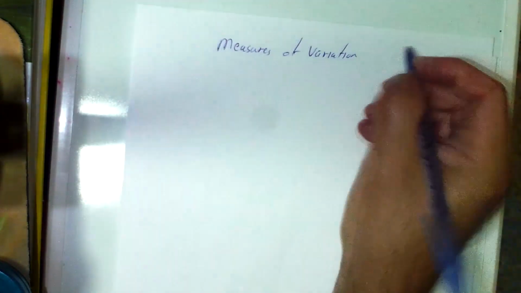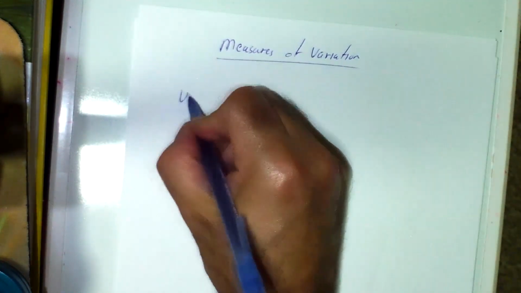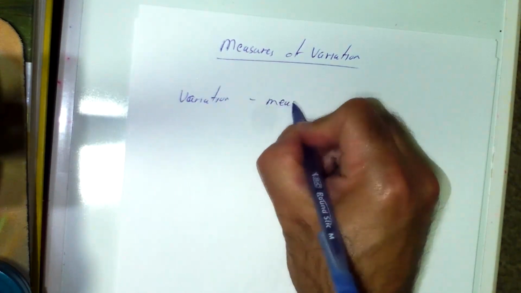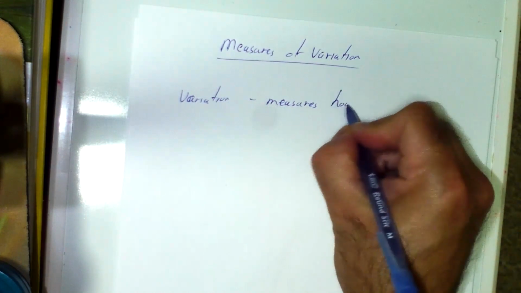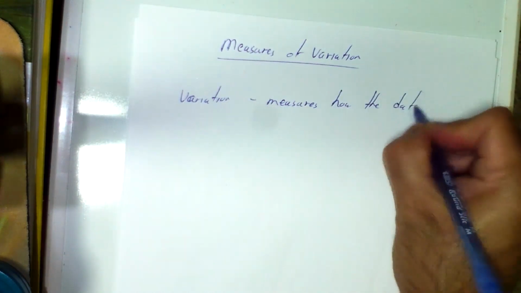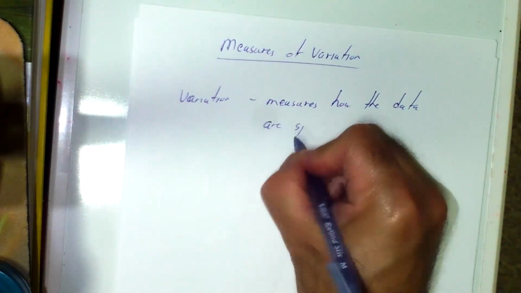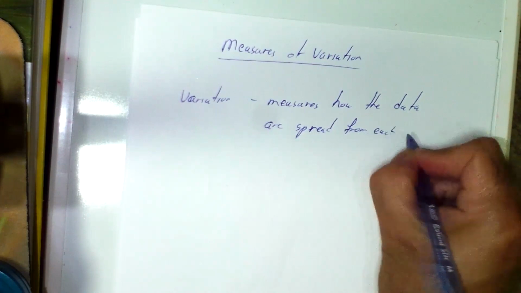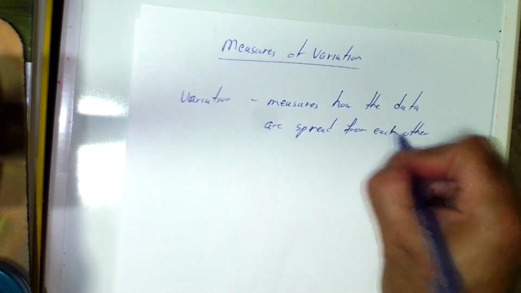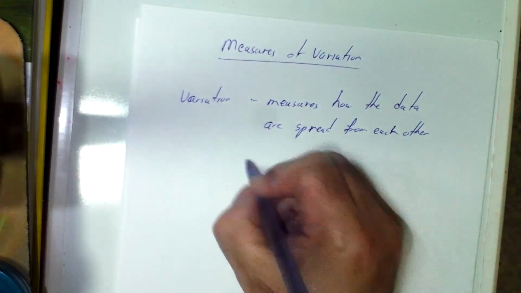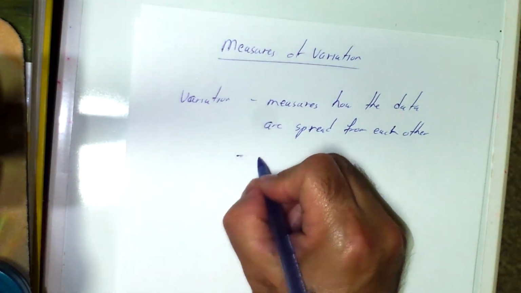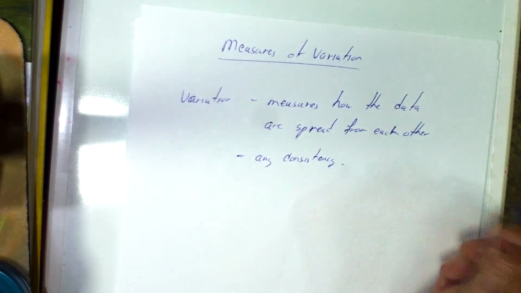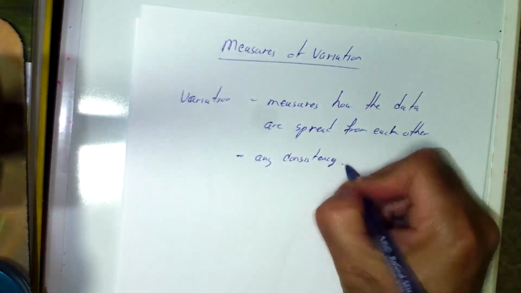So let's talk about what is variation. Variation measures how the data are spread from each other. Are they close to each other or are they far apart? We want to see if there's any consistency. That's the main issue we want to see, is that consistency.